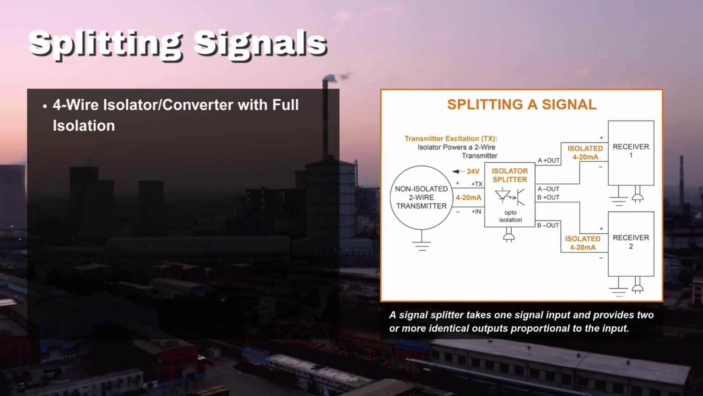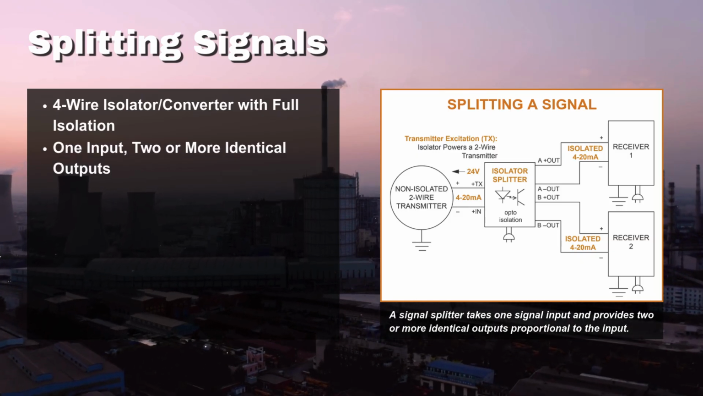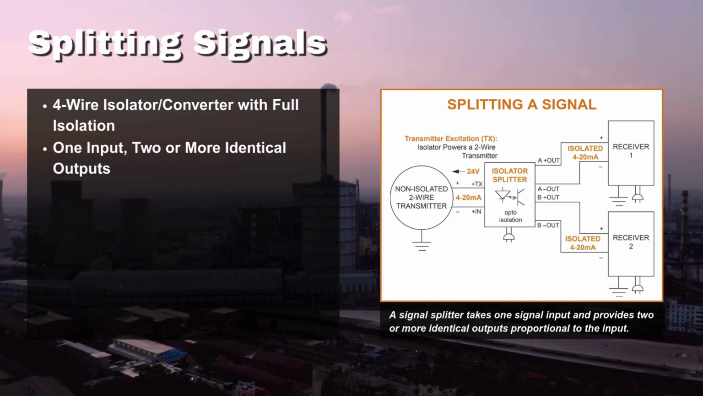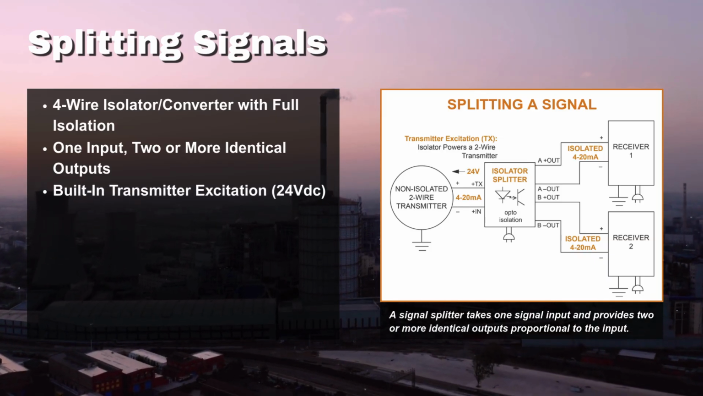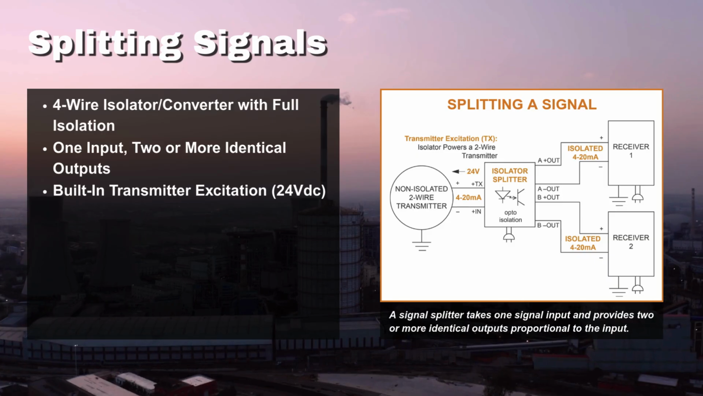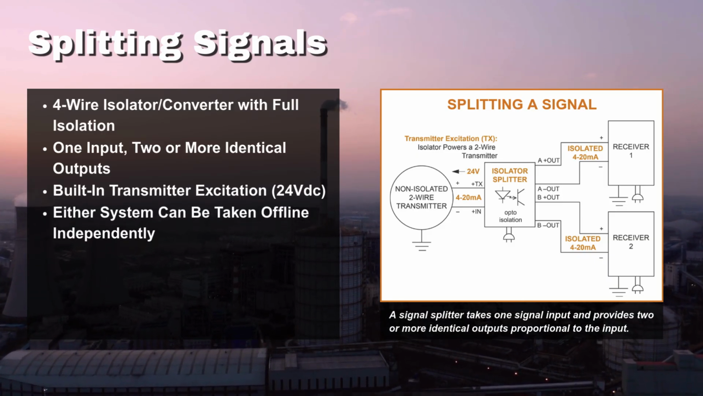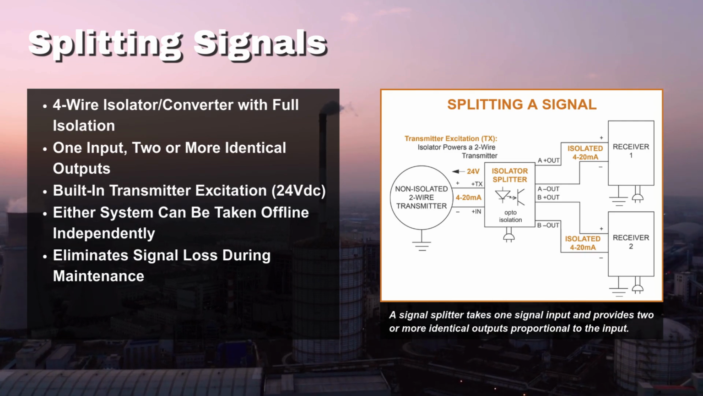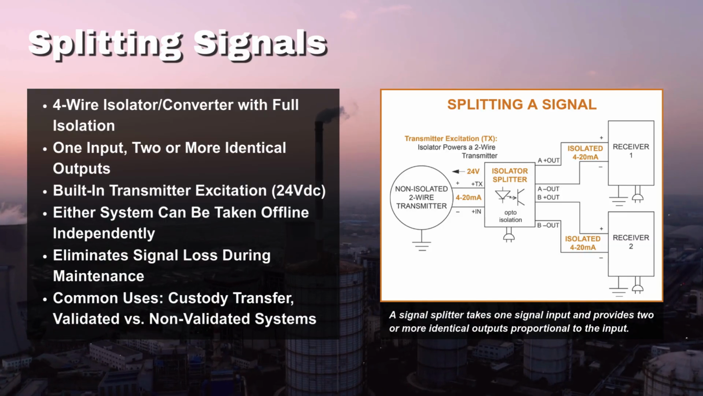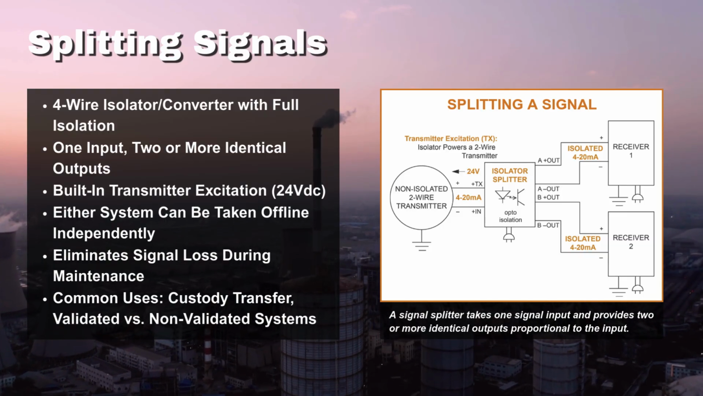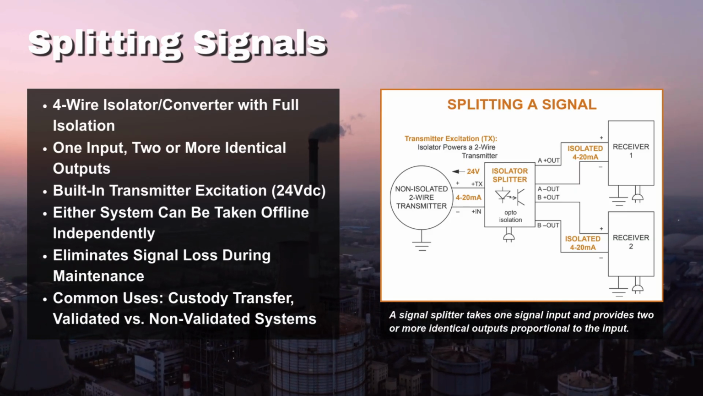A signal splitter is a four-wire isolator or converter that takes a single input and generates two or more identical, fully isolated outputs. Unlike area isolation, the splitter provides its own 24-volt transmitter excitation, powering the transmitter directly. This means either the control or monitoring system can be disconnected for maintenance without affecting the other. Because of this independence, signal splitters are commonly used in applications like custody transfer and isolating validated systems from non-validated systems in pharmaceutical and bioprocess facilities.